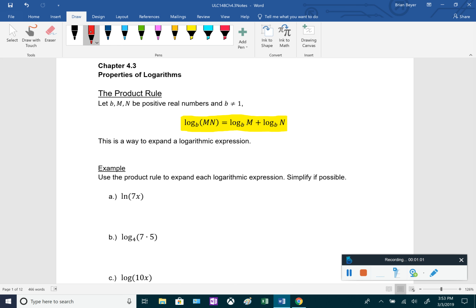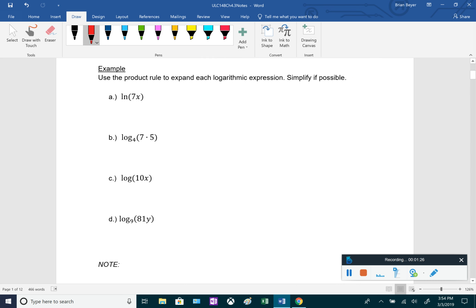What this actually comes from is exponent rules for exponentials. So if we have b to the m times b to the n, we combine those by adding their exponents. Hopefully you can see how those look related here. So going from left to right, this is how we expand logarithmic expressions. Let's do some examples with this.